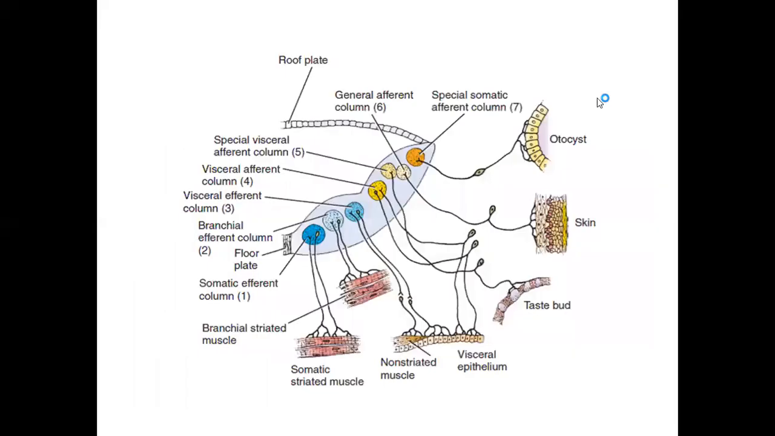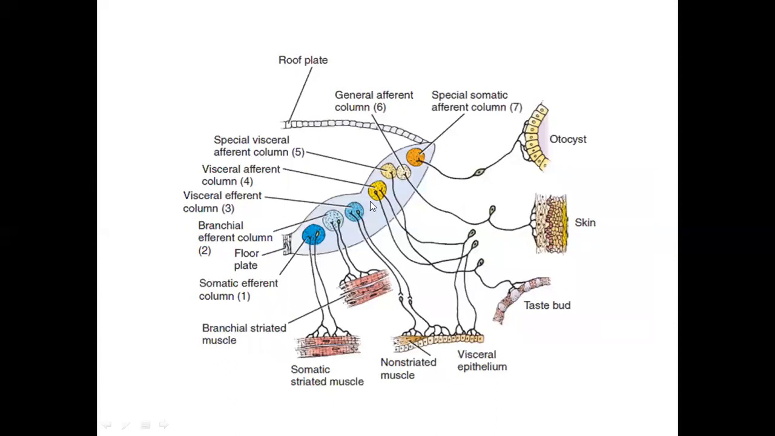So we will see, this is the basal thickening, this is the basal plate, and this one is the alar plate. Now what is the floor plate? This is the condensation of the connective tissue which is joining the basal plates with the alar plates. And the roof plate is the same, which is joining the pair of alar plates, right?